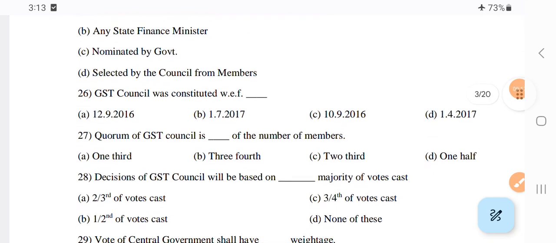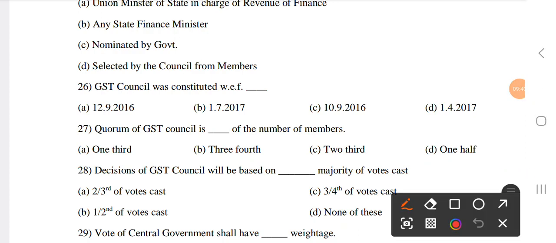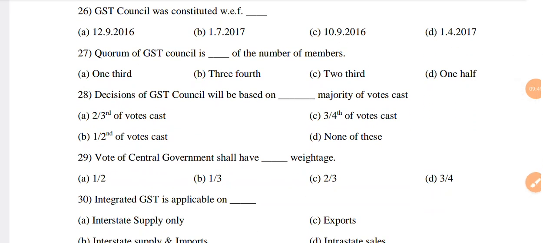Next question. GST Council was constituted WEF dash. Option A 12/9/2016, B 1/7/2017, C 10/9/2016, and D 1/4/2017. The correct option is B 1/7/2017.